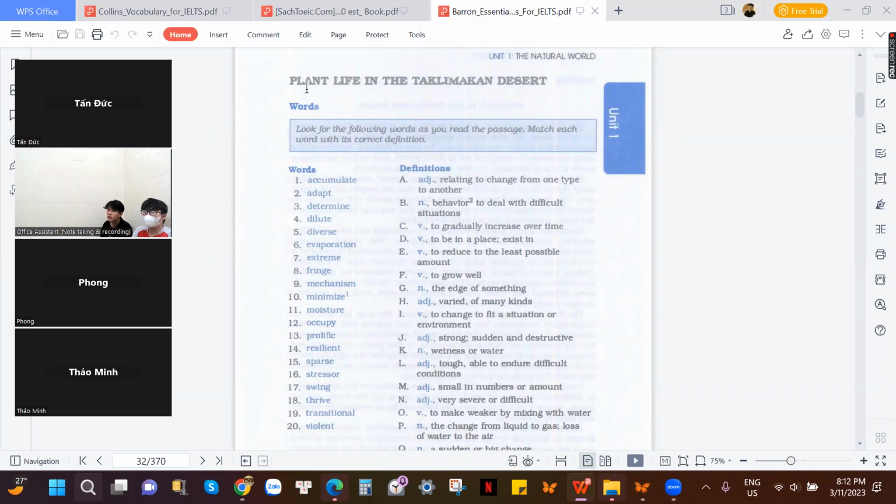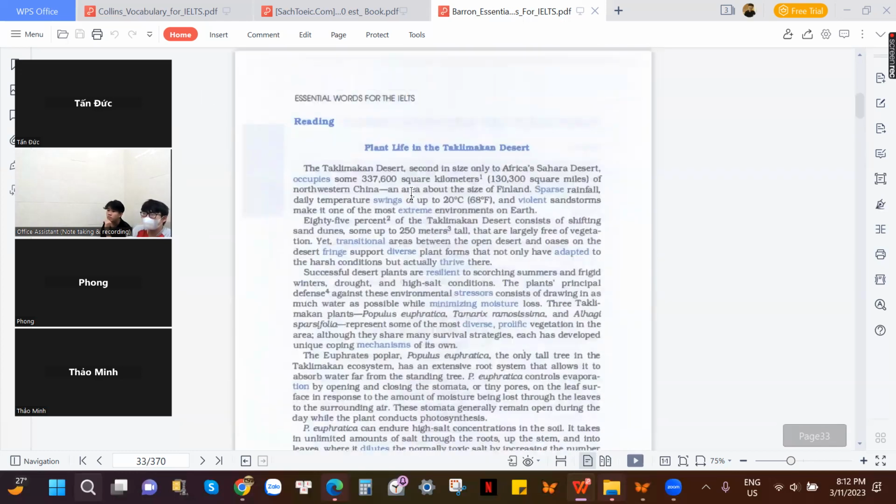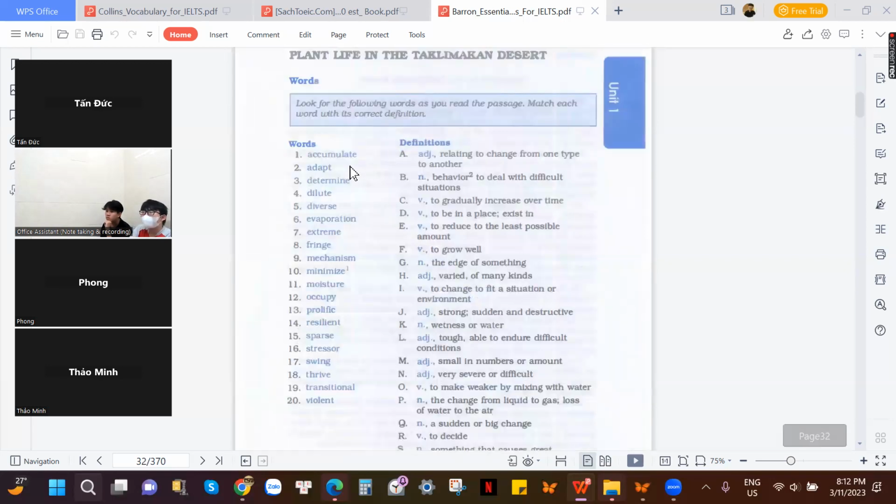Okay, Teklimakan Desert. The first words today are accumulate, adapt, determine, and when we study together, don't write anything, just speak, okay? And before we go to this paragraph, we need to study these words. Practice these words. And tomorrow's class is Sunday afternoon.